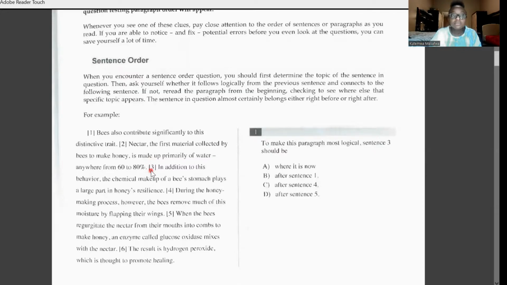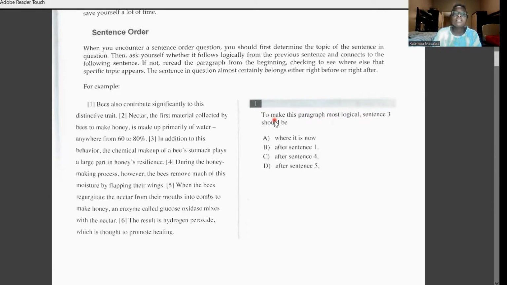Okay, so sentence order. When you encounter a sentence order question, you should first determine the topic in the question. Does it sound familiar? You have to make sure you check what's the idea that is being talked about, and then you'll be able to tell what would follow logically from that. Usually for order, you're not going to be given a focus like which sentence would do this or would do that. You're just going to be asked where a sentence should be placed.